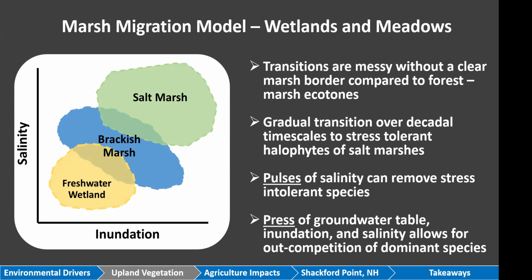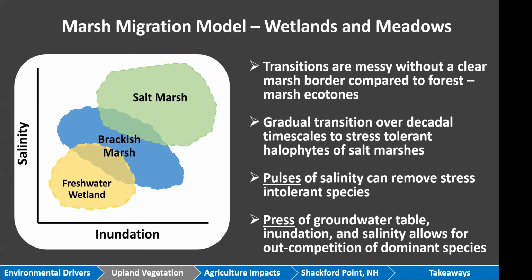What happens is over time, you might have some pulse events, maybe a big king tide event or coastal storm, and that flooding and that salinity might kick out stress intolerant species, maybe some upland species, or maybe, in a wetland scenario, a very freshwater species. Those pulse events might also transport seeds and root material from the salt marsh into the wetland or the field and allow it to get a foothold.